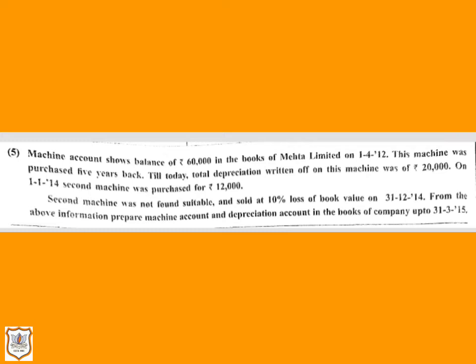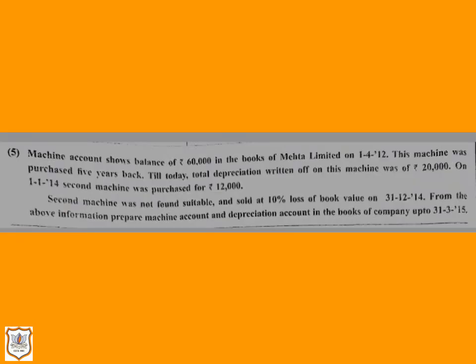On 1st Jan 2014, second machine was purchased for rupees 12,000. Second machine was not found suitable and sold at 10% loss of book value on 31st December 2014. From the above information, prepare machine account and depreciation account in the books of company up to 31st March 2015. So let's start with the calculation.